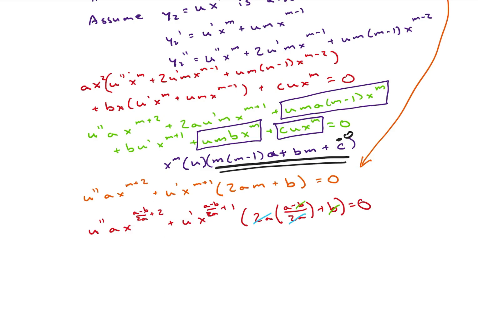Over here, I have this 2 term and this 1 term. I'm going to transform that 2 into 4a over 2a, and I'm going to transform that 1 into 2a over 2a. So what I'm going to be left with here is the second derivative of u times a times x to the (5a minus b) over 2a, plus u prime times x to the (3a minus b) over 2a times a, is equal to 0.